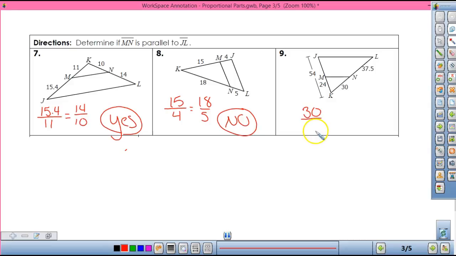30 over what? These two sides. We've now done this, number 9. 37.5 equals.